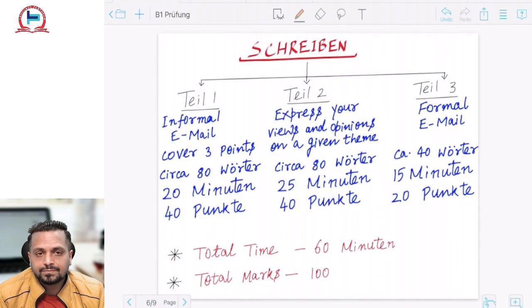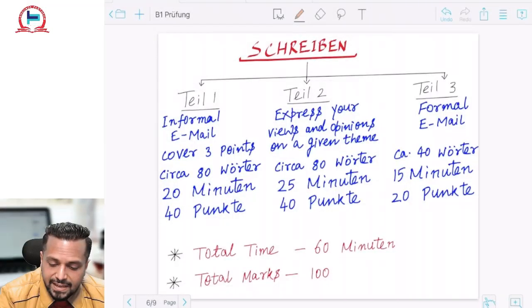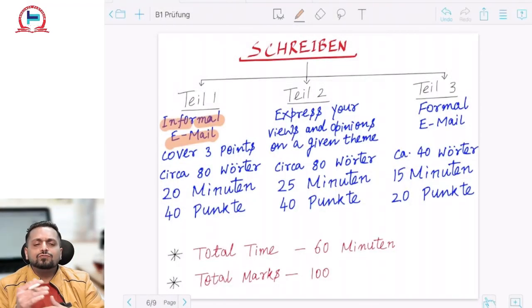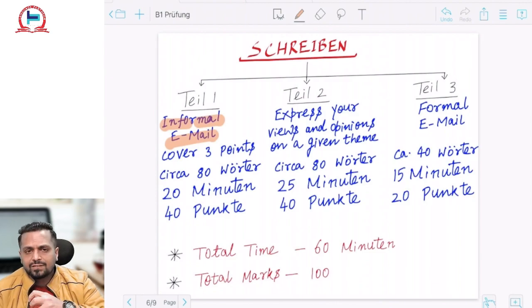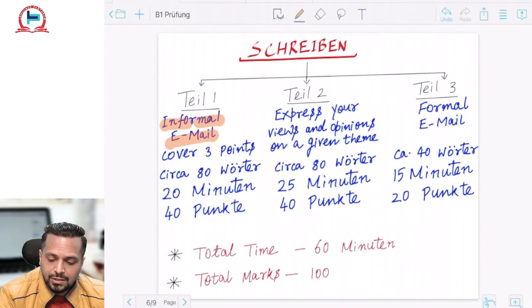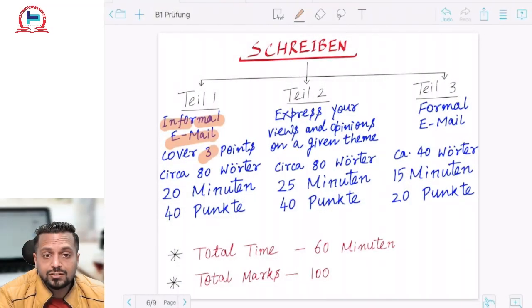Schreiben. Schreiben has 3 Teils. Teil 1, Teil 2, Teil 3. Teil 1 is informal email. You are writing informally to a friend or an acquaintance or some relative. There are 3 points mentioned. You have to ensure that you are covering all the 3 points. You are not supposed to miss any of the points. Approximately 80 words is the word limit.